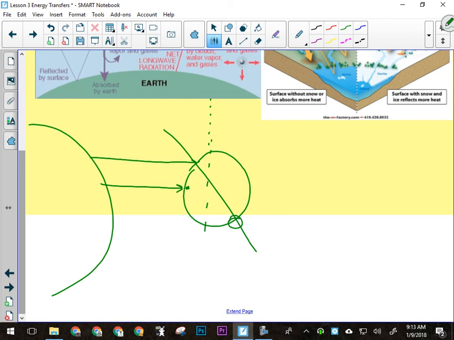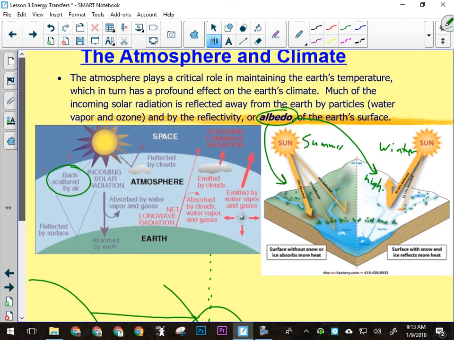Okay. All right. So albedo, important term. Got to know that. Because it has to do with absorption, reflection, and use. Goes together. So when you're explaining those three things, albedo should probably be part of that explanation.